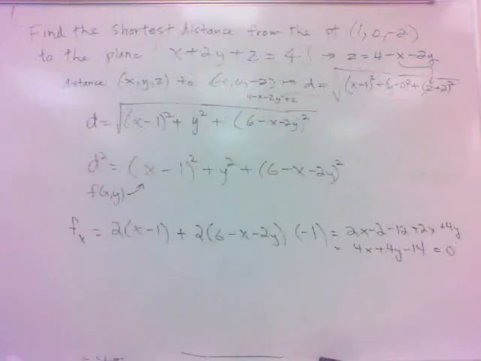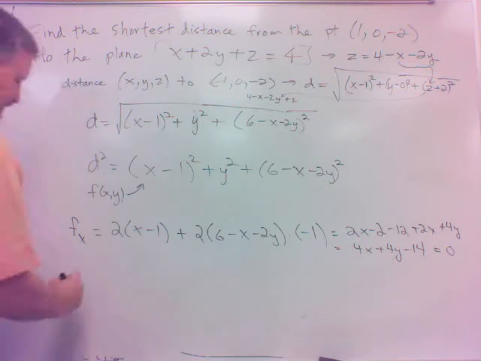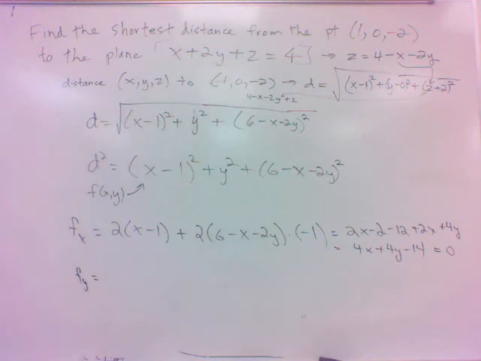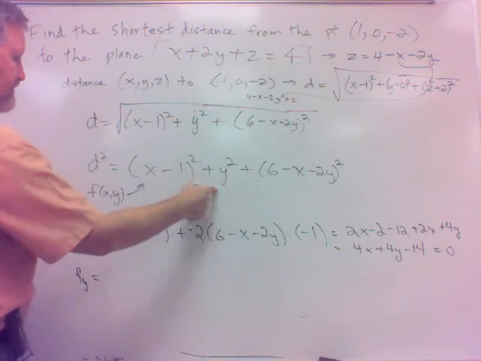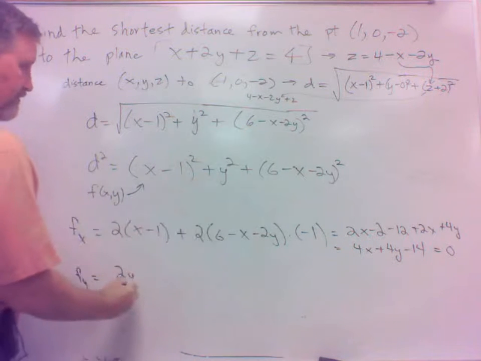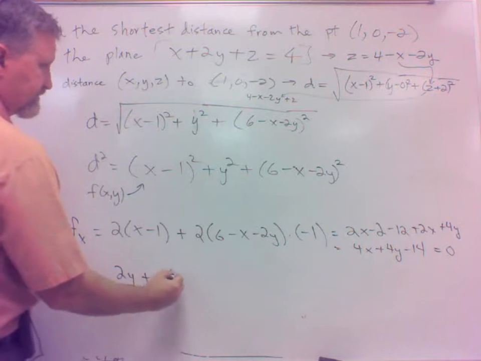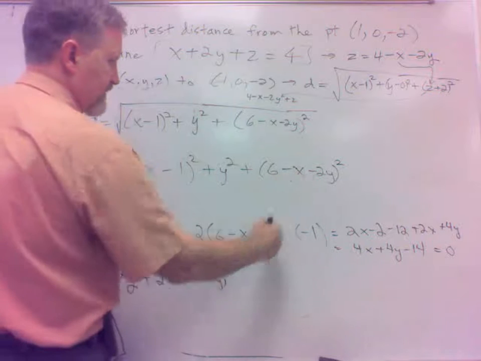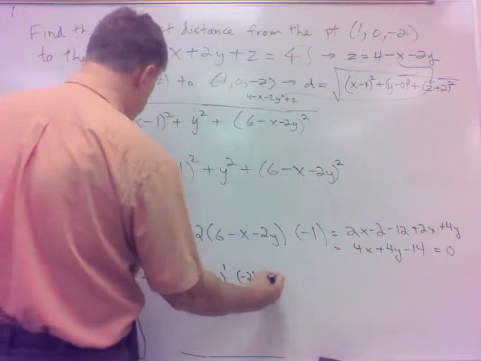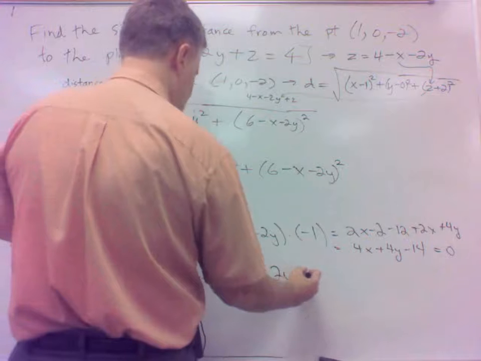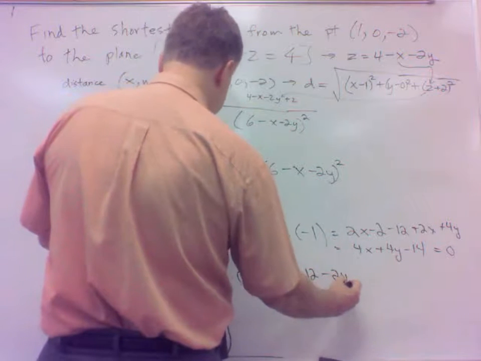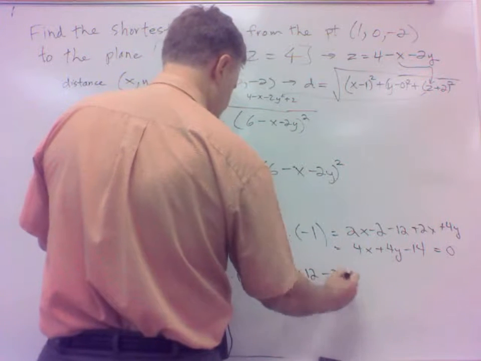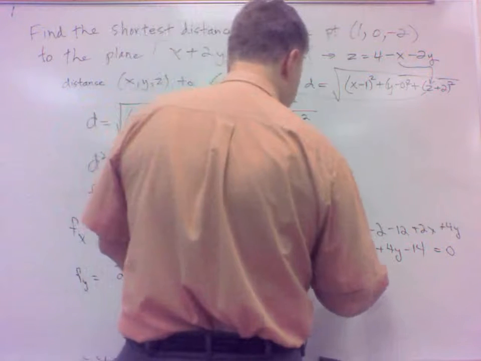And the only problem is that's not going to give us an x and a y value, or an x value, like sometimes it does. So let's see what we get for the partial with respect to y. Partial with respect to y of this would be 2y plus 2 times 6 minus x minus 2y to the first, times the derivative of the inside with respect to y, which would be negative 2. And so that will be 2y plus 12 minus 2x minus 4y.